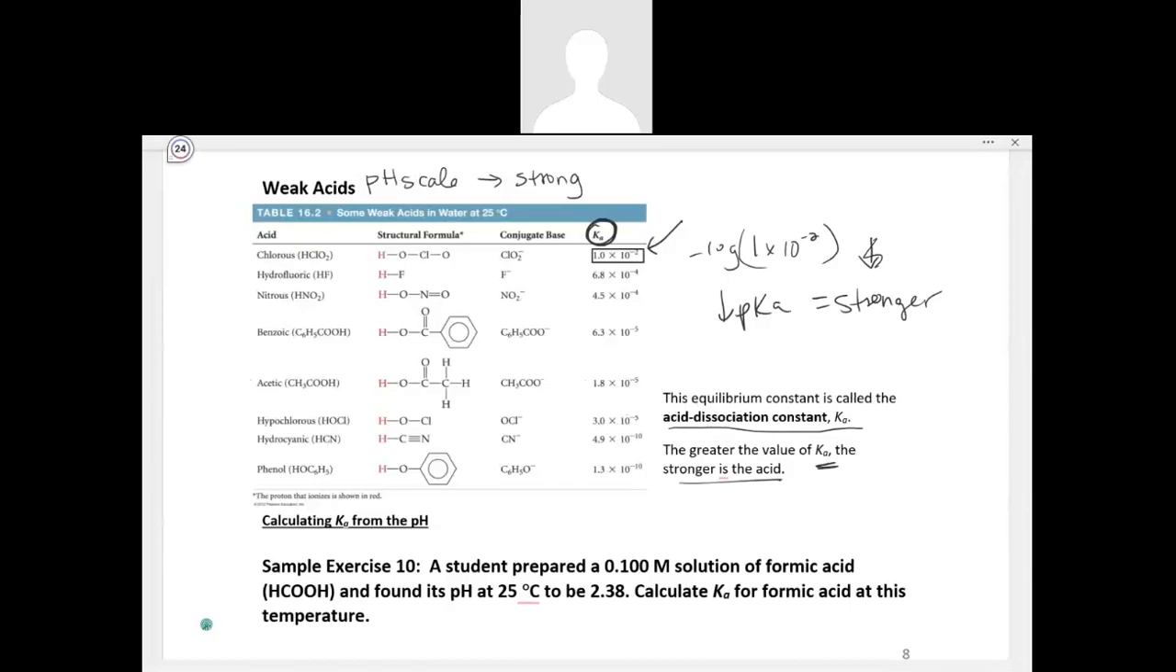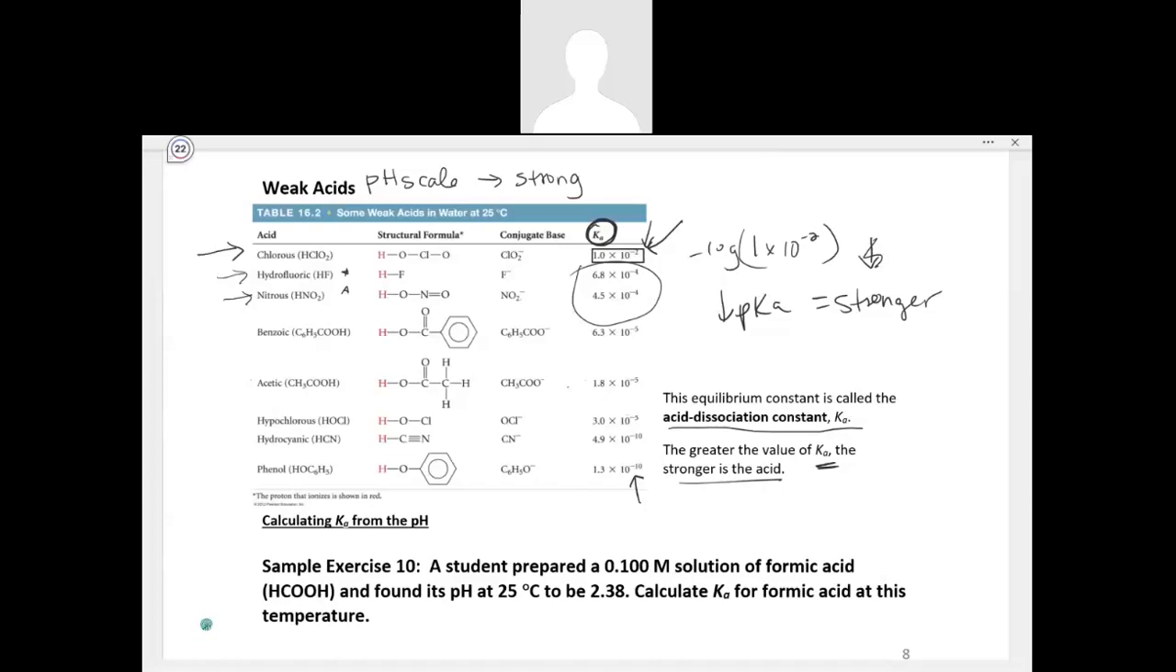So what that means is that this acid, which ionizes to the -2 power, much more than something down here, dissociates more, ionizes more, and therefore is more acidic. So chlorous acid is the strongest on this list, and then we have HF, hydrofluoric acid, and nitrous acid. Be careful not to confuse these two with the strong acids, because they do have Ka values over here, meaning that they do not ionize 100% in aqueous solution.